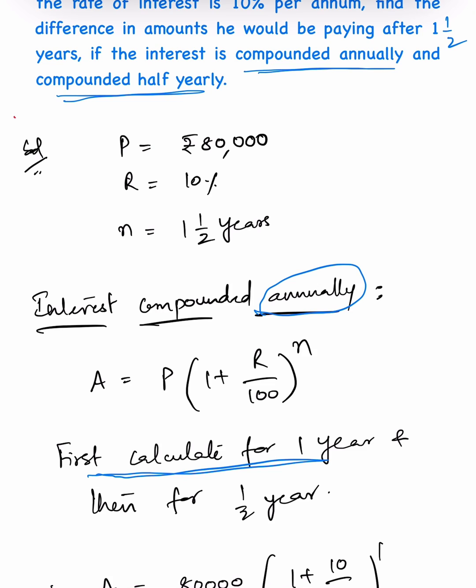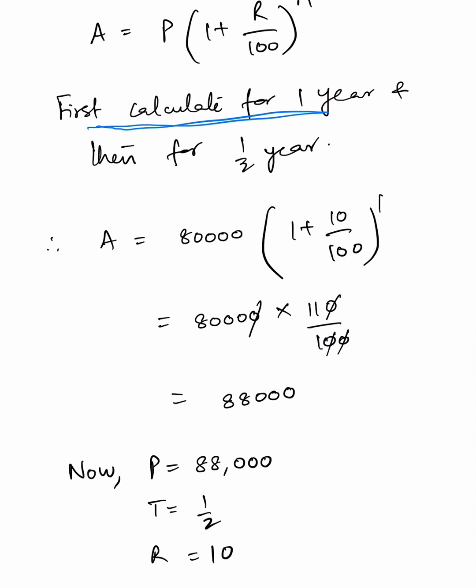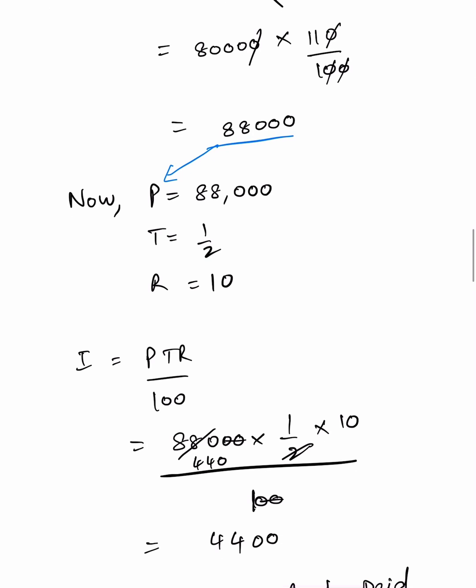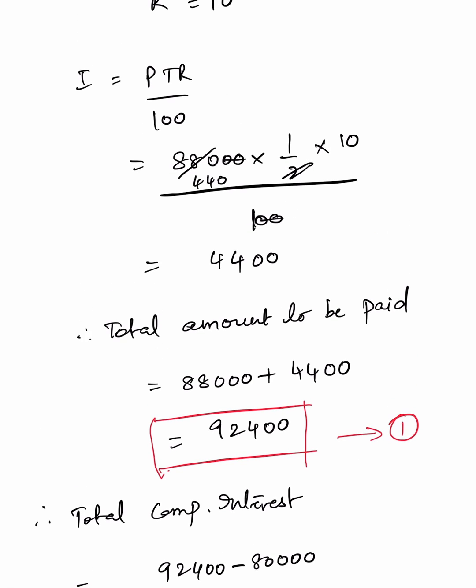Okay, first the whole number part and then the half. So first N is 1. A equal to 80,000 into 1 plus 10 by 100 whole power 1, which is equal to 88,000. So this becomes the new P. P is 88,000, T is half, R is 10. So I equal to PTR by 100 for the next half year. So 88,000 into half into 10 by 100, which is 4,400. So total amount to be paid is 88,000 plus 4,400, which is equal to 92,400.